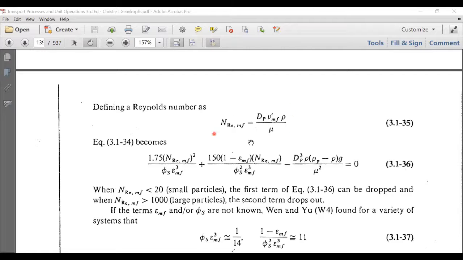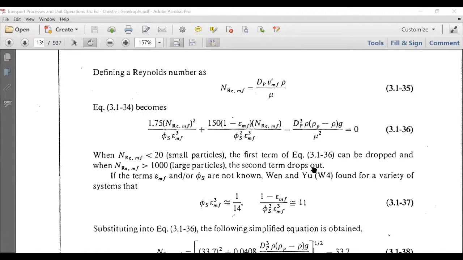if the result of this is less than 20, which is usually for small particles, the first term can be dropped from the equation. So what's left is only the second and the third. However, if the result of this is higher than 1000, so usually it's for large particles, then the second term drops out. So what's left is only the first and the third term.